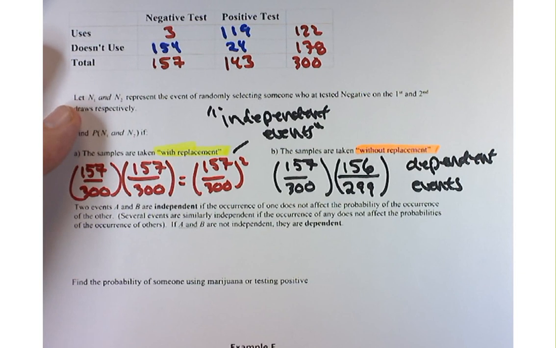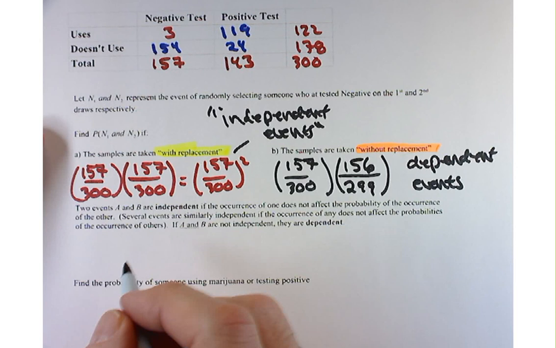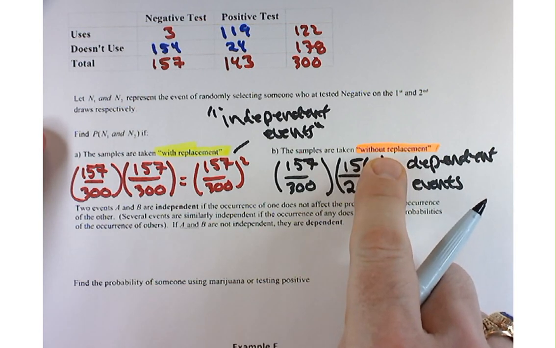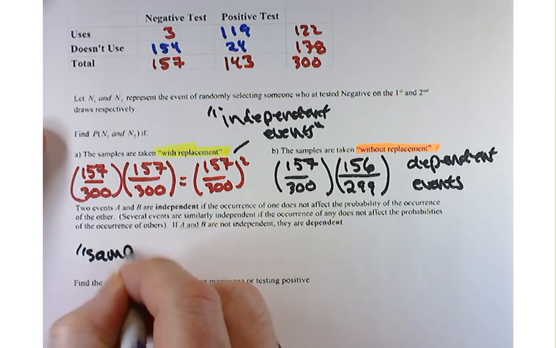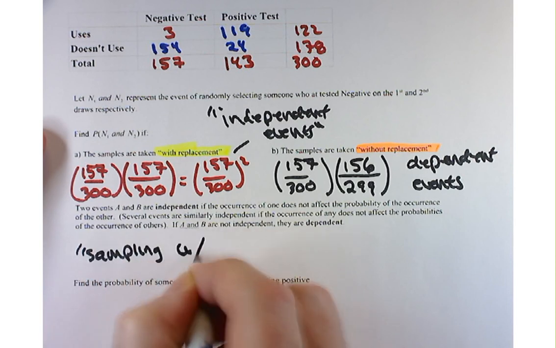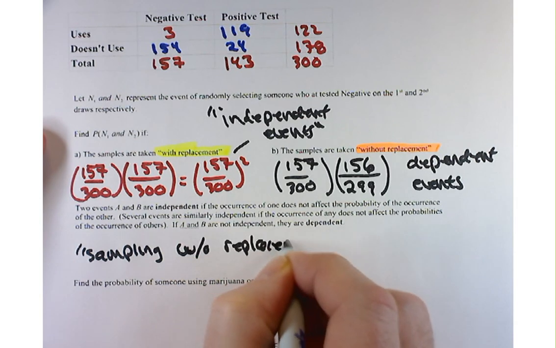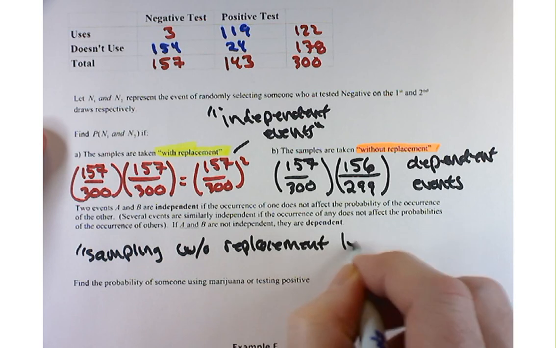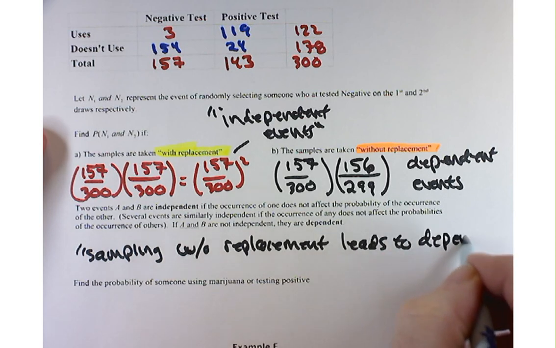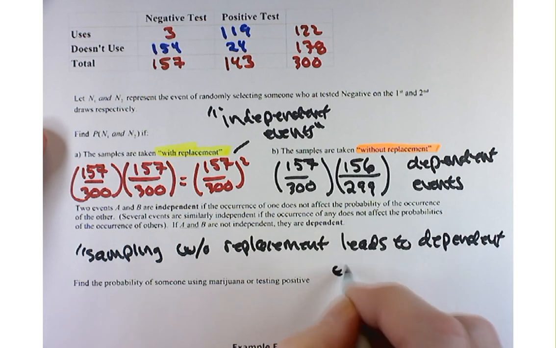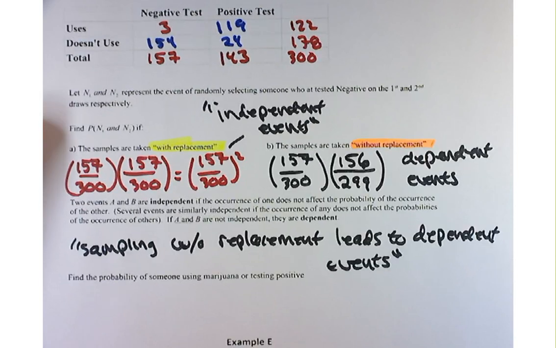The thing that you want to remember for the test this Wednesday is that sampling without replacement leads to dependent events. Sampling with replacement is going to give you independent events.